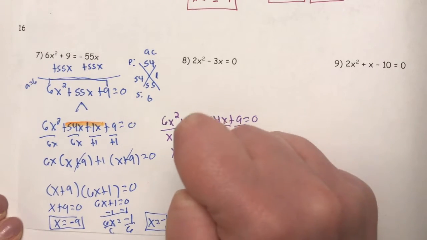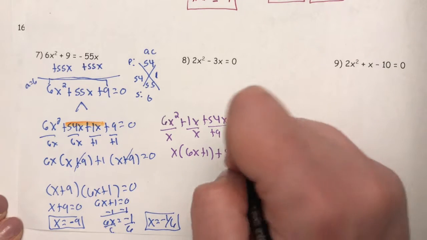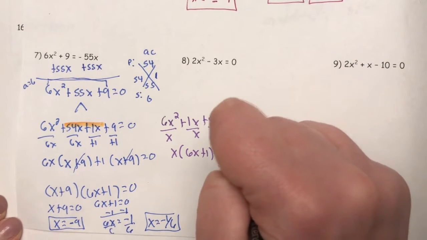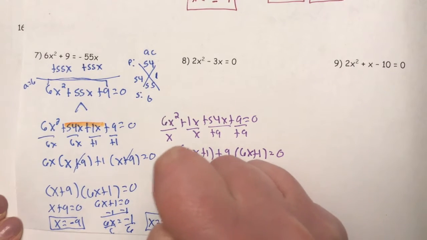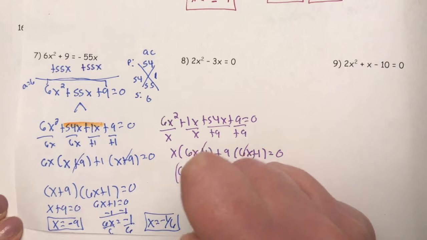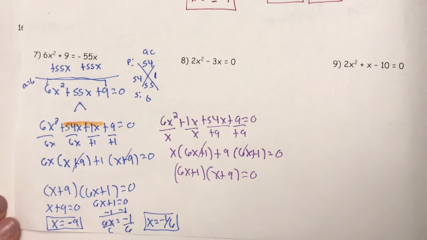And remember, when you factor out a positive, you should put the plus sign there to remind you that you need to show the plus sign when you factor it out. So we're left with 6x plus 1 equals 0. And we can see that we got the 6x plus 1 in common, and we would be left with the x plus 9. And if we were to continue to solve that, we would end up with the same answers that we got below.